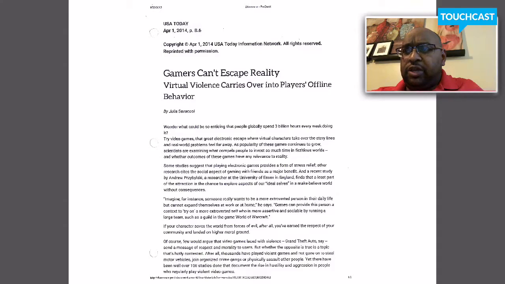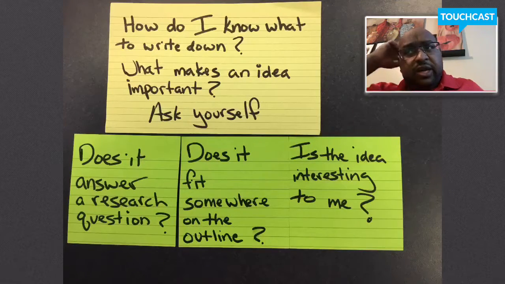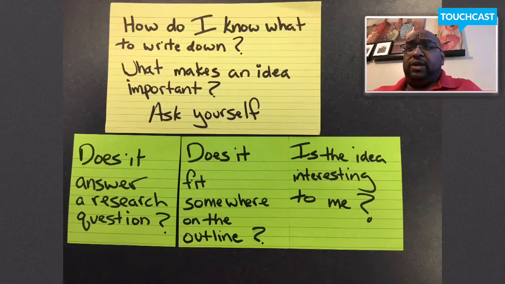And one of the things I want to do is apply our research criteria. And one of the pieces of criteria is, how do you know what to write down? Well, you got to ask yourself a couple things. What makes an idea important? As you're reading these articles, you want to know, does it answer one of your research questions? Does it fit somewhere on the outline? Or is the idea being presented interesting to you? Also want to make sure if you find any facts, statistics, you include those because those are going to help make your writing stronger.